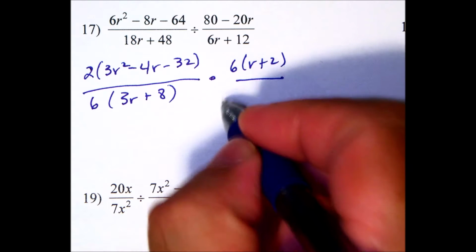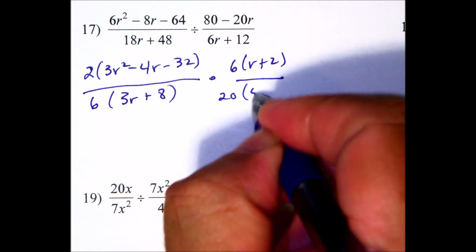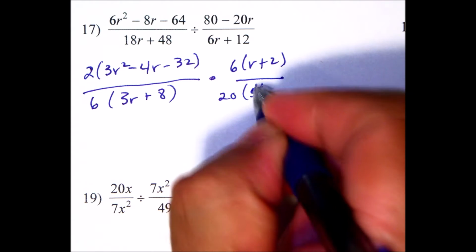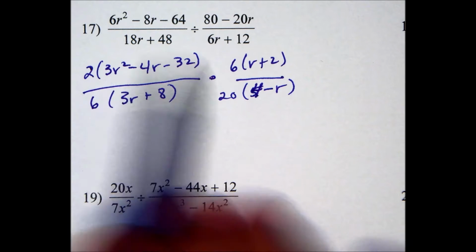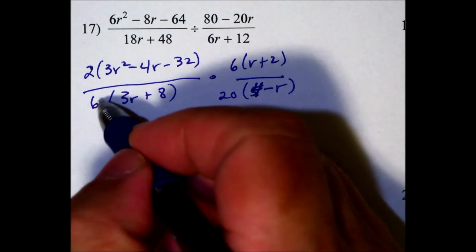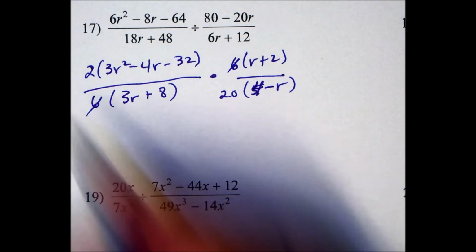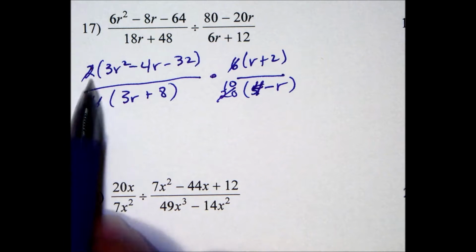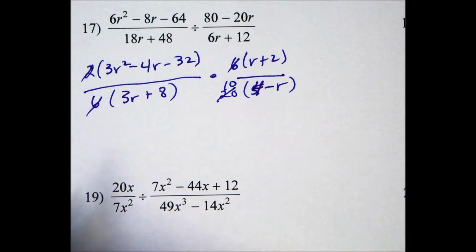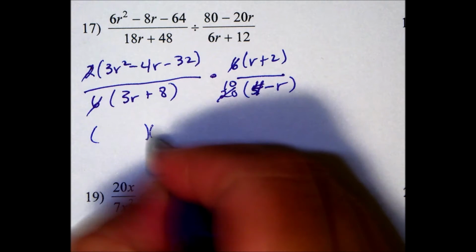I'm going to take a 20 out. And that's going to give me 4 minus r. Alright. Now, that means I need to factor this out. Okay, the 6s, just go ahead and cancel the 6s. And the 2 goes away, leaving me a 10. Alright. So I don't need to copy those numbers anymore. Just a 10.